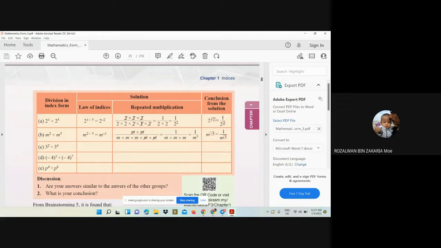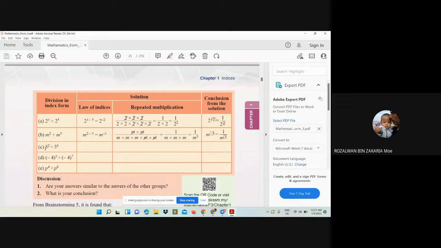Okay, if you use our repeated multiplication method, m power of 2 equal to m times m, then you divide with the m power 5, divide with the m times m times m times m times m. So it is equal to 1, you divide with the m times m times m. So it is equal to 1 divided with the m power of 3. Okay, so the conclusion from here is m power of minus 3, it is equal to 1 over m power of 3. All right, so the same here, also same.